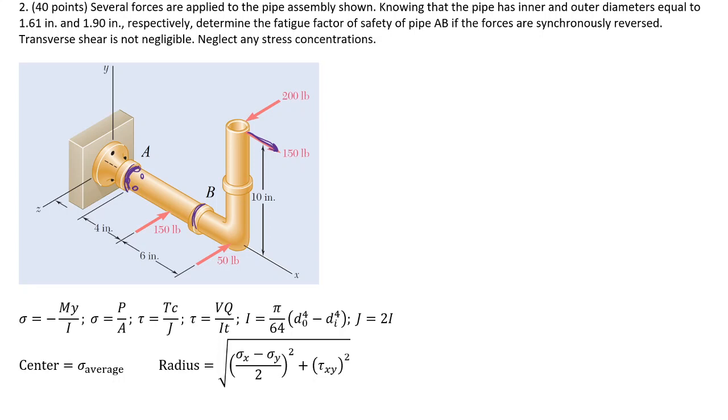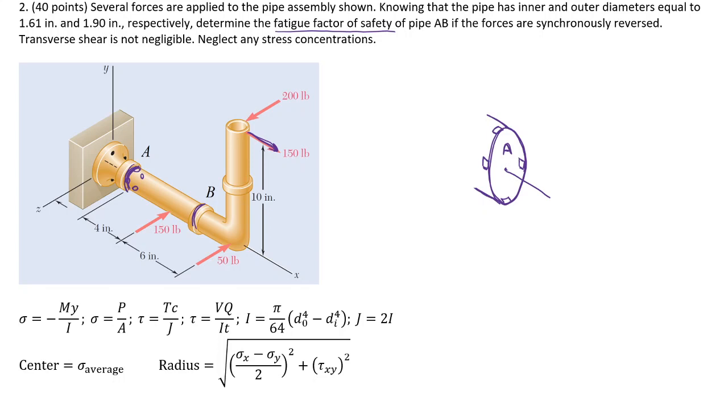So at the plane where A looks like this, okay, this is A, I can find four elements of interest. Because if I need the fatigue factor of safety, I'm going to be comparing the endurance limit to the maximum stress. Then we're going to have some at the bottom and at the right. So a quick analysis of this.